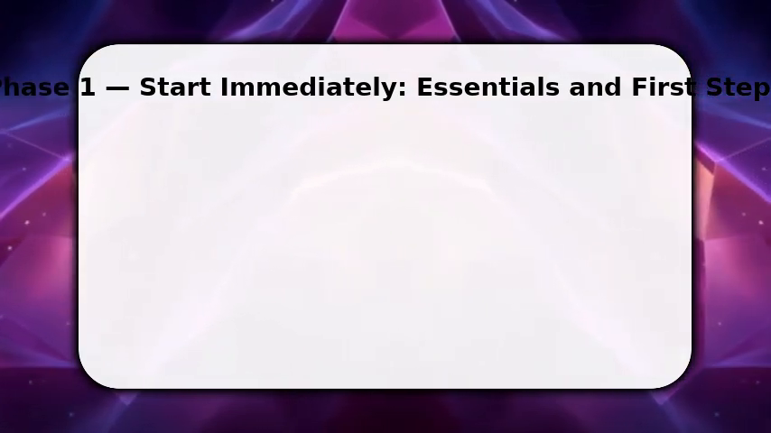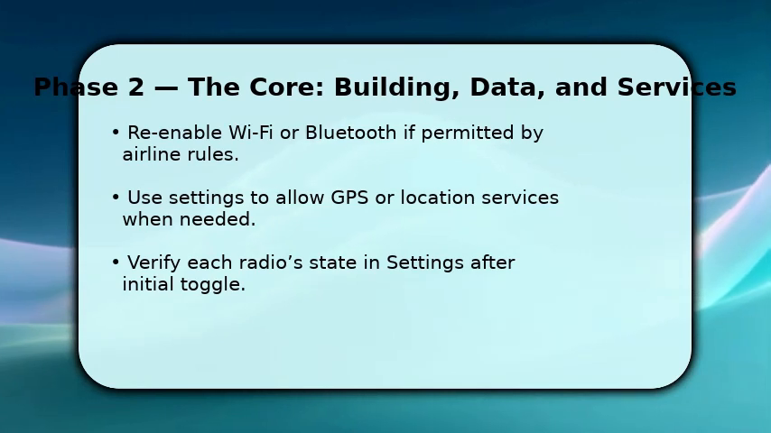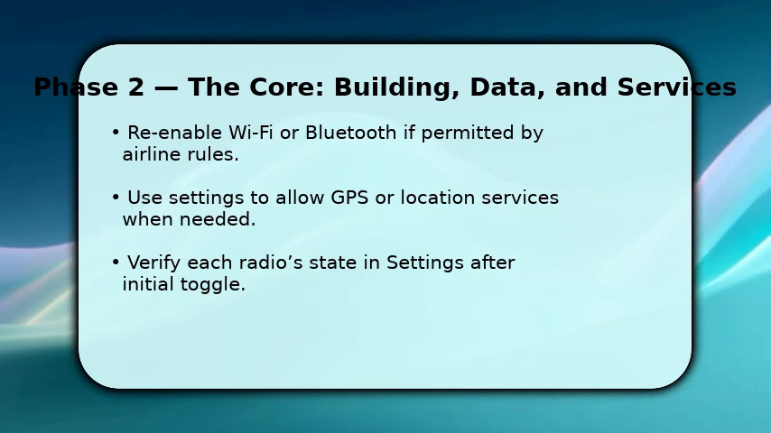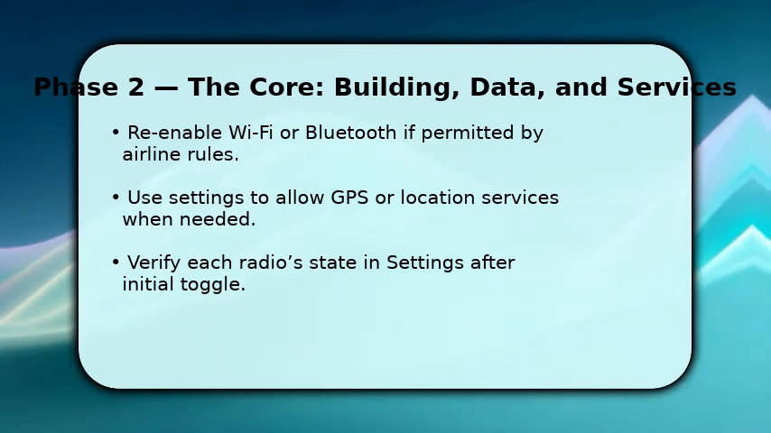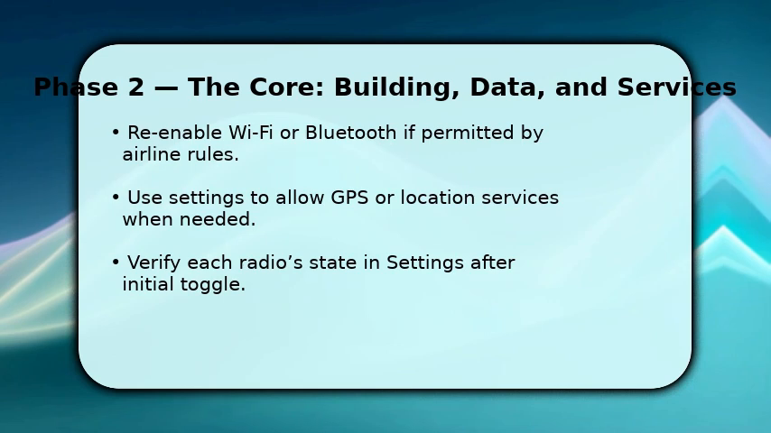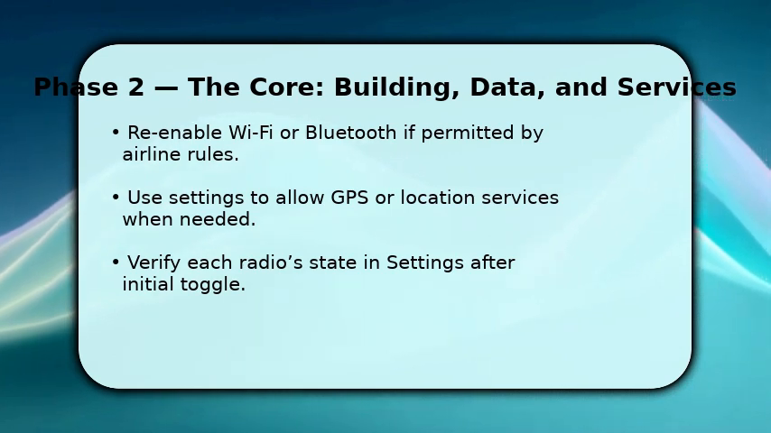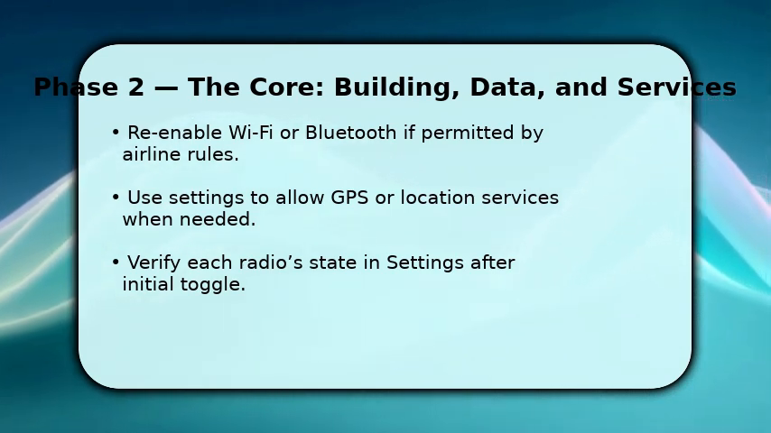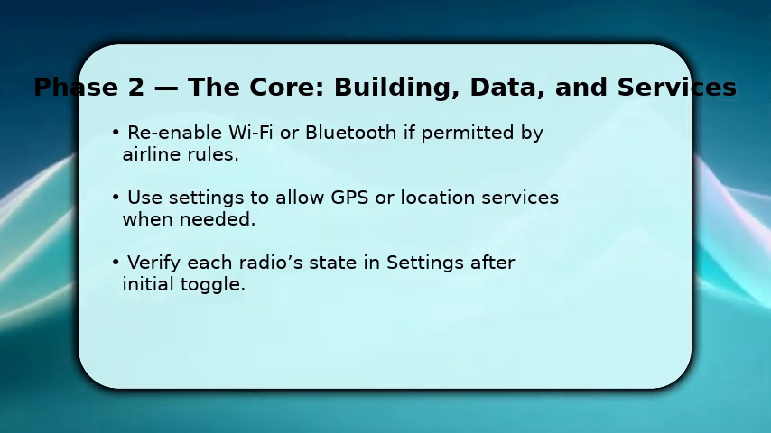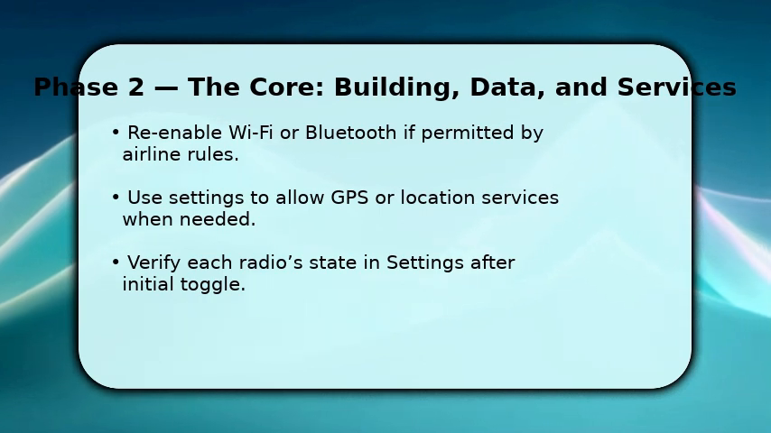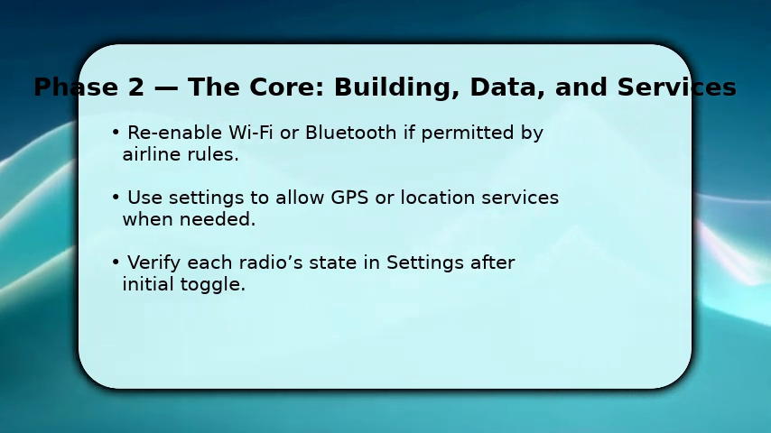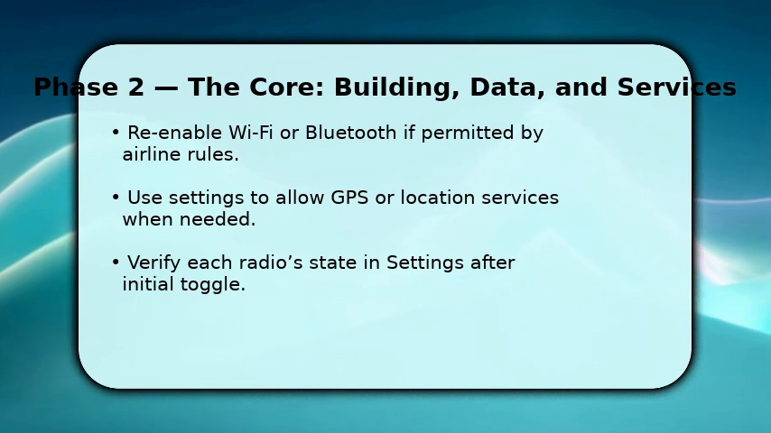Once flight mode is on, decide which radios you need. Airlines often allow Wi-Fi or Bluetooth, so go into settings and re-enable those individually. You do this because flight mode blocks everything by default, and selective reactivation prevents unnecessary transmissions. Make sure GPS or location services are set according to the rules or app needs. Some devices let location run without cellular.